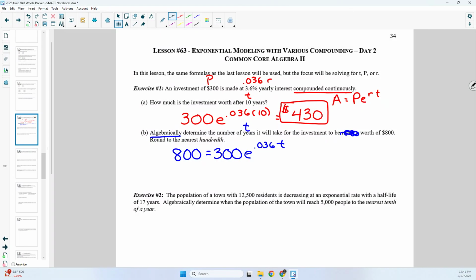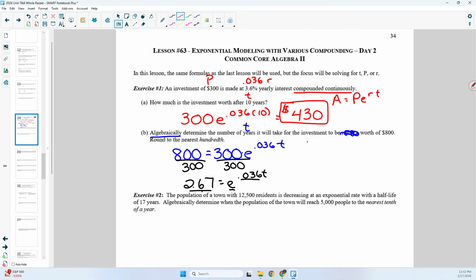So a few lessons ago, we practiced solving these, same idea. We want to first divide by 300, and that is going to give me approximately 2.67. At this point, I have a base, I have an exponent, and I have a number. Base, exponent, number. So I'm ready to put this in log form.